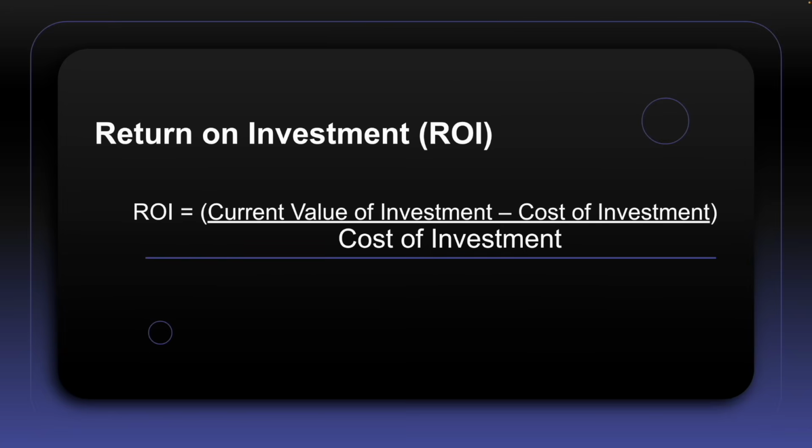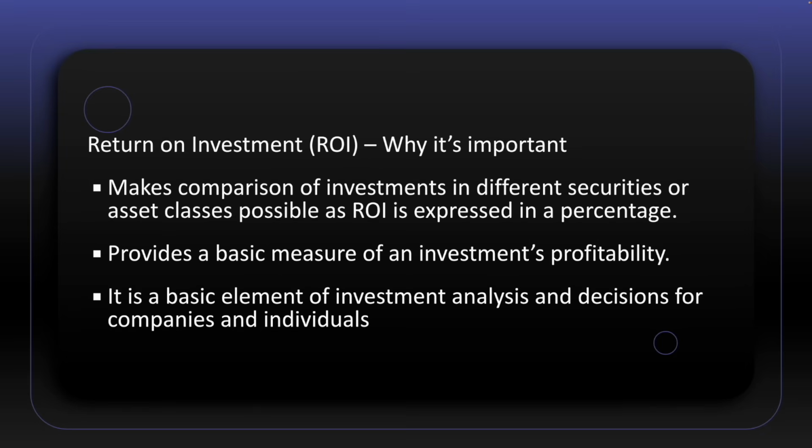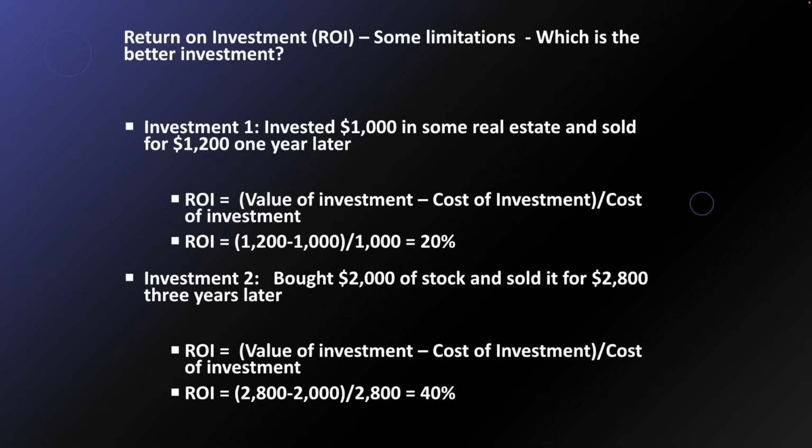So, let's take the example of the house again. Imagine you purchased it for $100,000 upfront, and now the market value of the house is $150,000. Using the ROI formula, we can deduce that you had a 50% return on investment. So, why is ROI important? Because it allows you to compare assets of different classes and express it as a percentage. It also provides a basic measure that's universal to compare an investment's profitability, and it's a basic element in all analysis and decisions for companies and individuals.